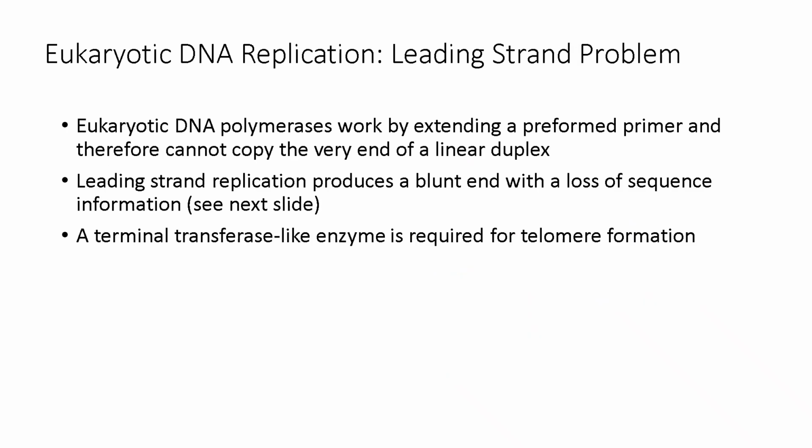One major issue in eukaryotic replication is the leading strand problem. DNA polymerases require a pre-existing primer to initiate synthesis, meaning they cannot begin replication at the extreme ends of a linear chromosome. As a result, the terminal portion of the chromosome cannot be copied by conventional polymerases. This leads to a gradual loss of genetic material from the ends of chromosomes with each cell division, a phenomenon that, if left unchecked, would eventually impair essential genes and genome integrity.